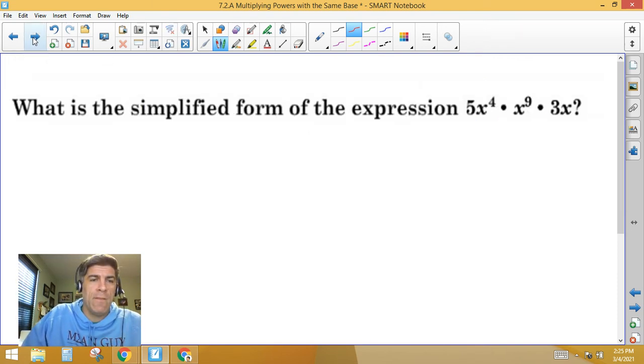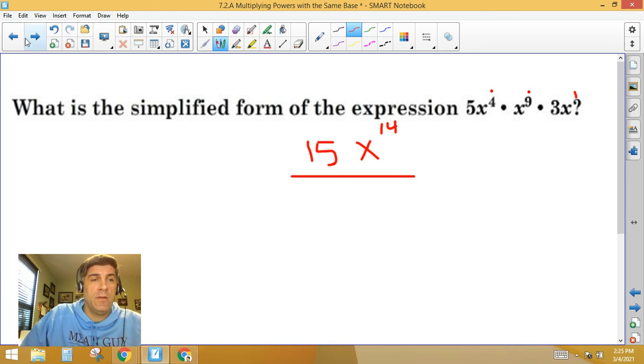All right. Last one, 5x cubed times x to the 9th times 3x. Okay. Got 15, and then I have 3, 9, and a 1. All right, so that gives me x to the 13th. 15x to the 13th. There we have it.